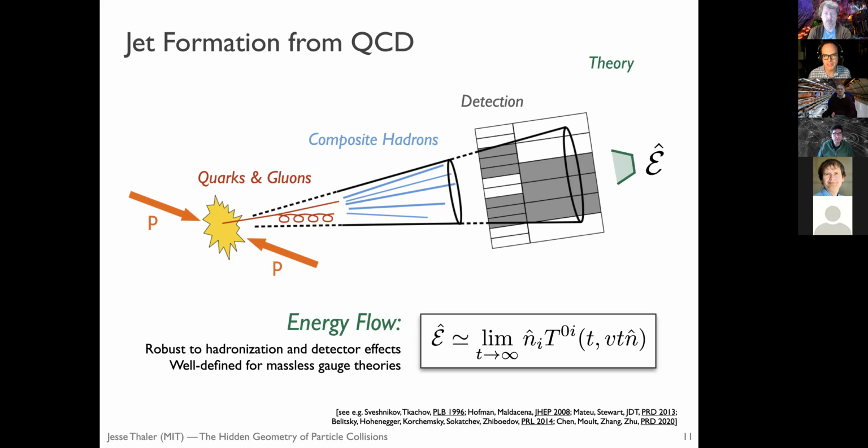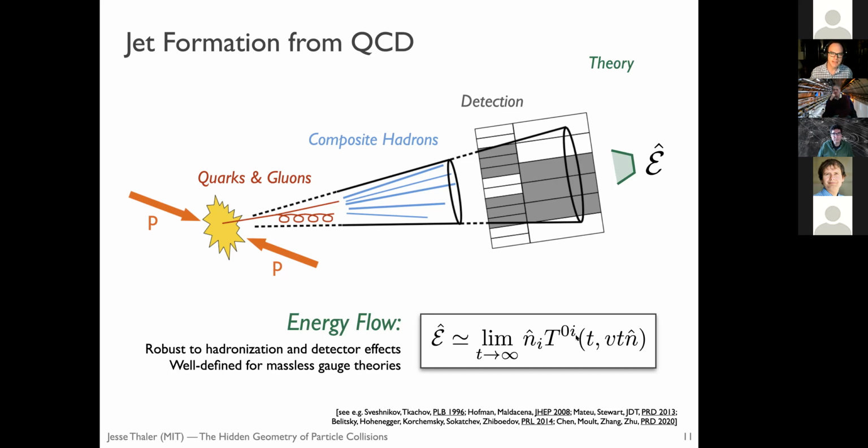So this energy flow operator, it's a quantum mechanical operator built out of the stress energy tensor. So we have T^{μν}, the zero component is energy, i is the flow, and the flow of energy from the collision point off to infinity. This is the information that's robust to hadronization and detector effects. This is information that collider physicists would say is infrared and collinear safe. This is information that's well defined for massless gauge theories.